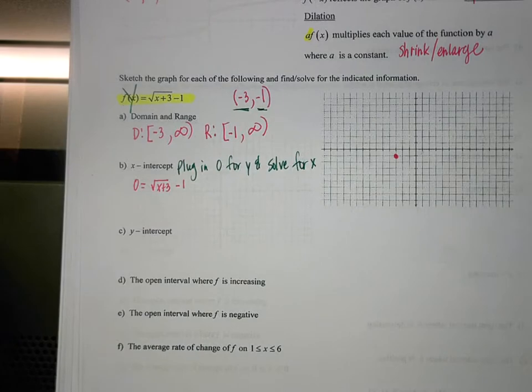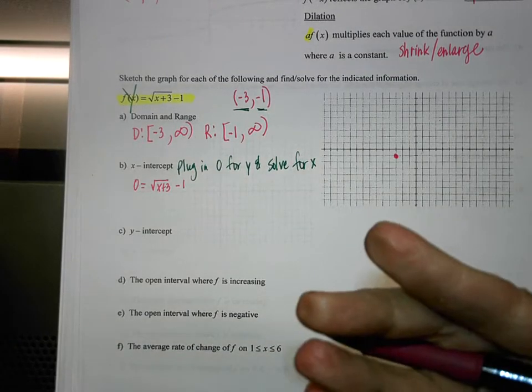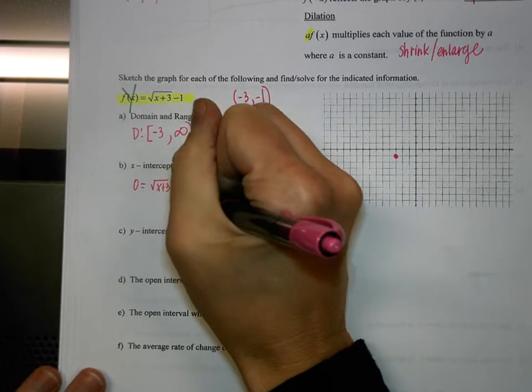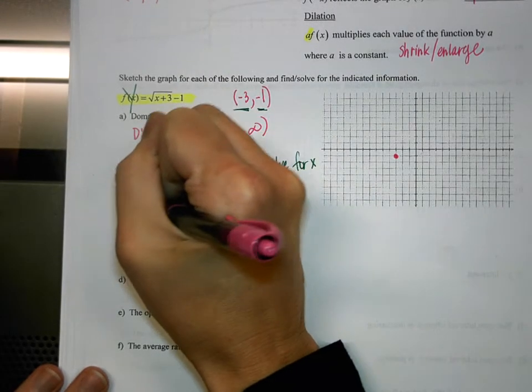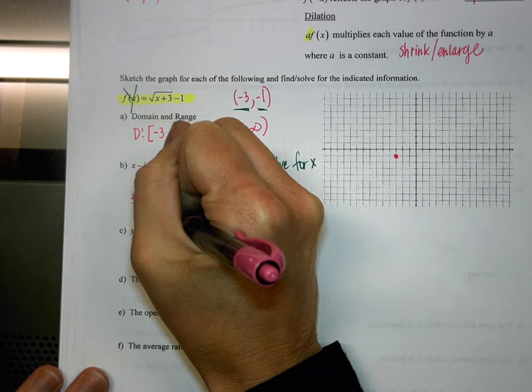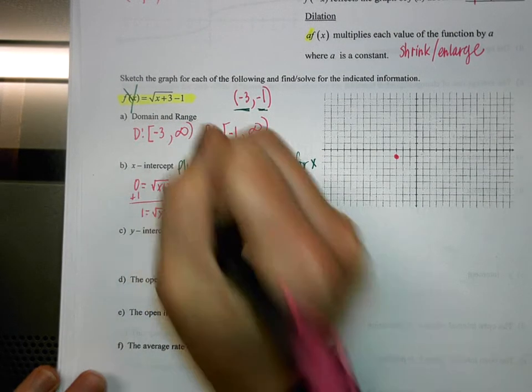So we want to get x by itself. We've been solving functions like this in a previous lesson, and so we're going to add 1 to both sides. This eliminates the minus 1. I have 1 equals the square root of x plus 3.